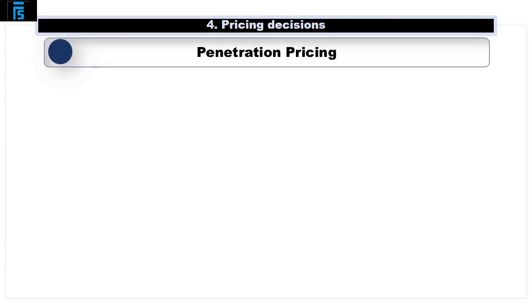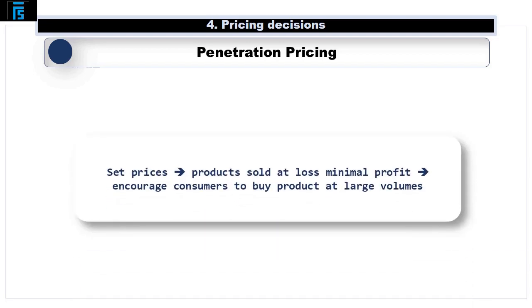Rather than skimming the market with the pricing strategy just covered, we can also aim to penetrate the market by setting prices low to encourage high sales volumes. This is called penetration pricing. Typically, prices are set so that products are sold at a loss or minimal profit to encourage consumers to buy the product in large volumes.